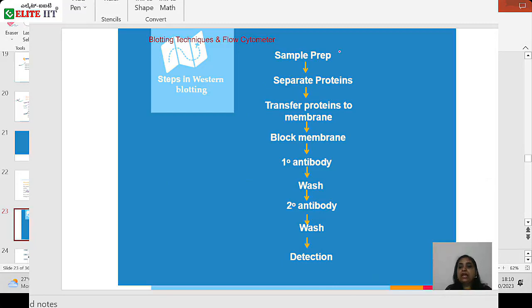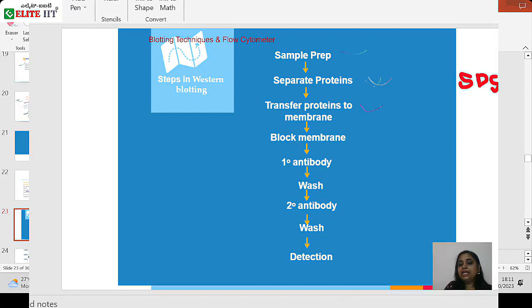Exactly the same: sample preparation, separate proteins, transfer to membrane. Separation of proteins, through which method? First of all, you have to do SDS-PAGE. In case of DNA and RNA, always remember, we use gel electrophoresis, specifically agarose gel electrophoresis. Most of the cases we use agarose gel electrophoresis, whereas in case of protein, we generally use SDS-PAGE.